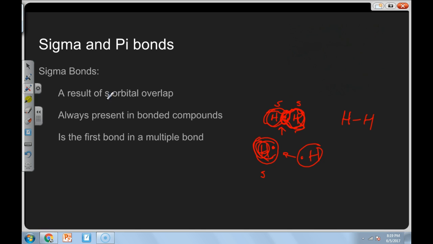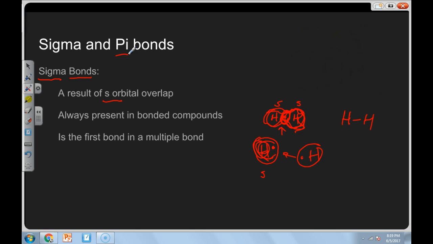Now it gets really deep. Because the s orbitals are overlapping, we call that a sigma bond. S orbitals overlap, we call it a sigma bond. Foreshadowing: there are s's and p's, so I wonder what happens when p orbitals overlap.